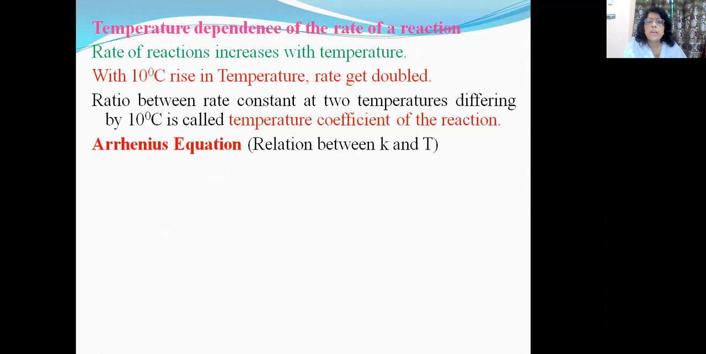The ratio between the rate constants of two temperatures differing by 10 degrees Celsius is known as the temperature coefficient of the reaction.